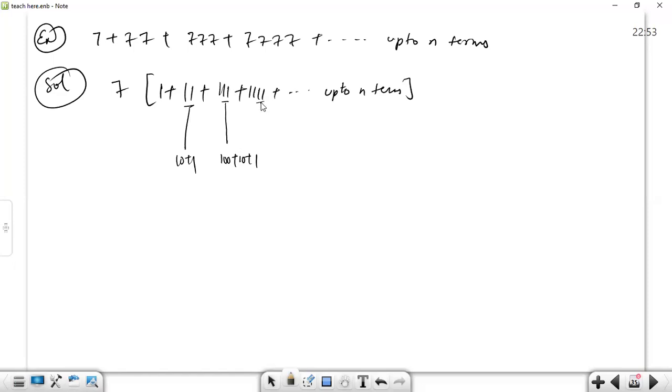Is 1 common again? Yes, 1 is common, but we cannot. What's the use of taking 1 common? That's why we are trying to figure out something else. So can we write this as 1000 plus 100 plus 10 plus 1? Yes, we can do that.